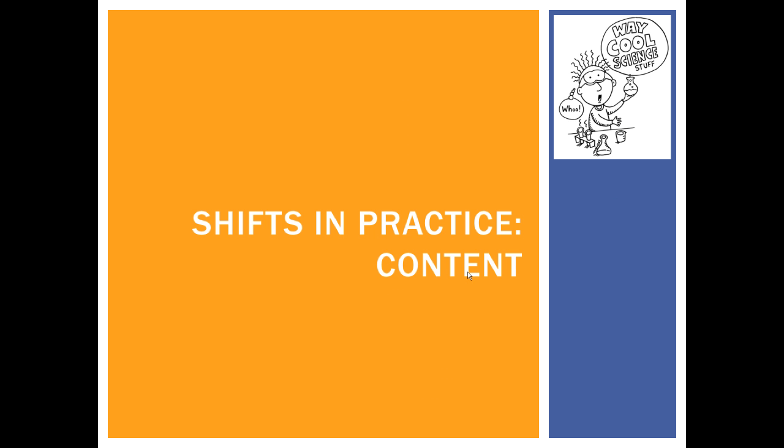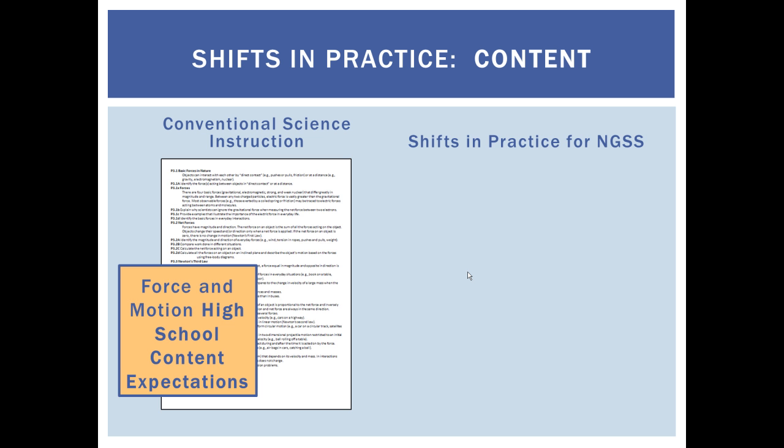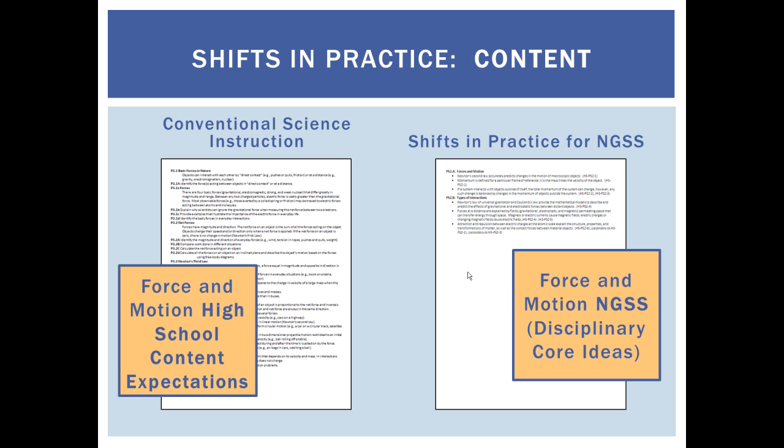Let's take a look at the shifts in practice with respect to content first. Here's an example from high school physics. Here's a list of the Michigan high school content expectations that have to do with force and motion. And here is a list of the disciplinary core ideas that have to do with force and motion. I realize you can't read them, but it's important just to see what the list looks like.